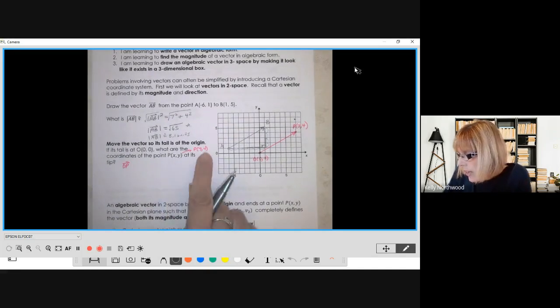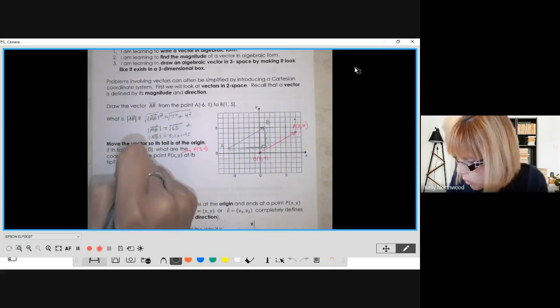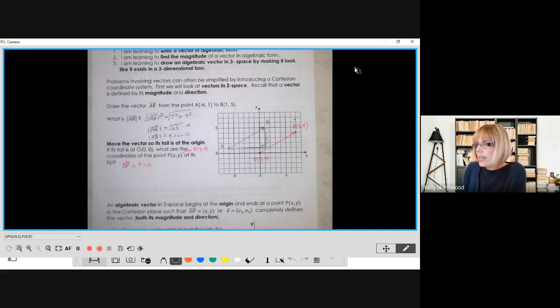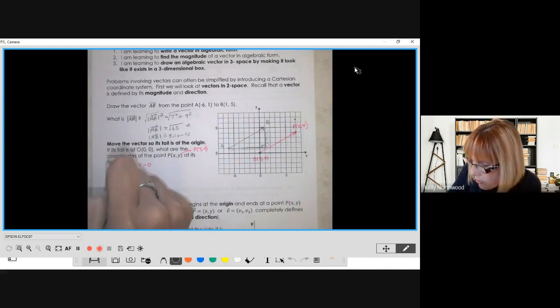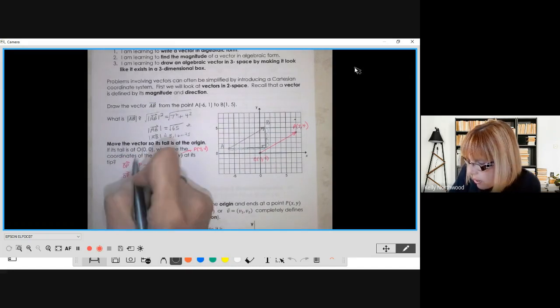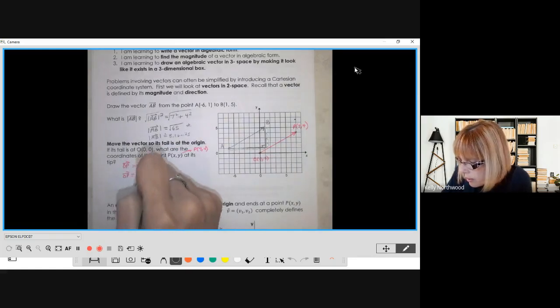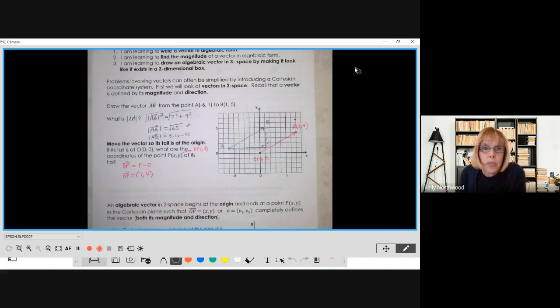When we asked what the coordinates of P were, we said 7, 4. But an algebraic vector is made by subtracting the coordinates of 0 from the coordinates of P. So for vector OP, we use round brackets to show an algebraic vector. We're going to subtract corresponding x values: 7 minus 0 is 7, and 4 minus 0 is 4. So the algebraic vector OP is the vector 7, 4.